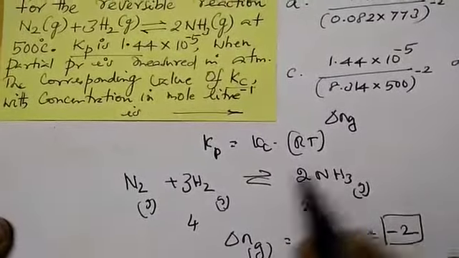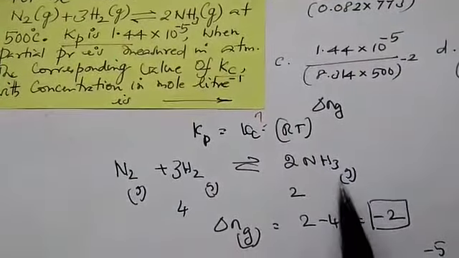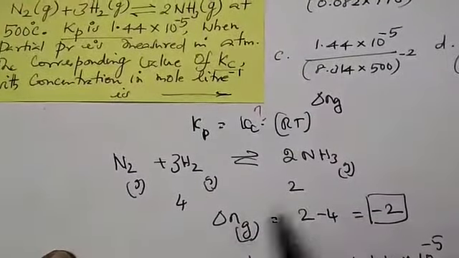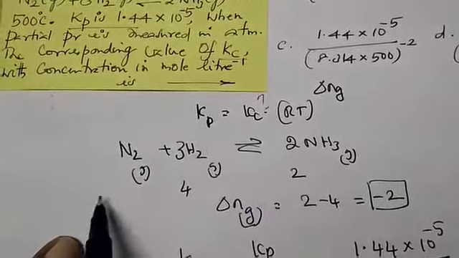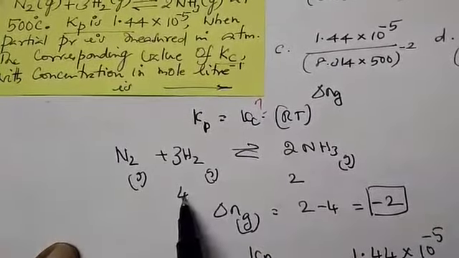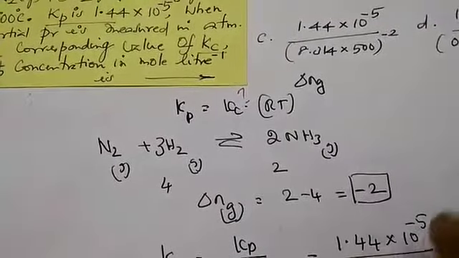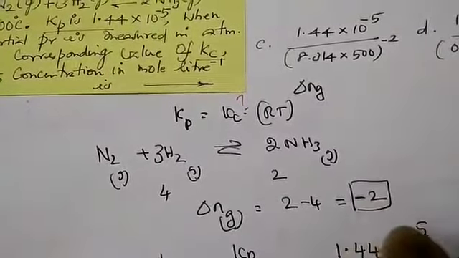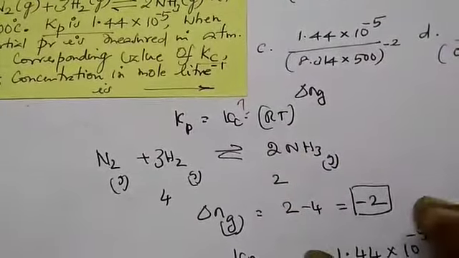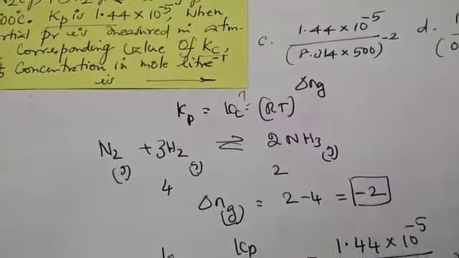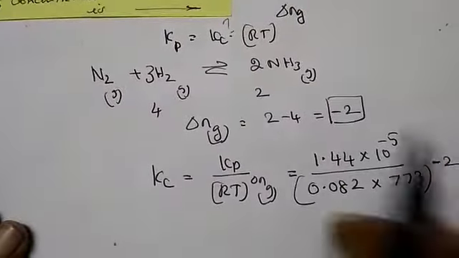Kp is given, Kc we have to find out. What is delta Ng for Haber's process? Delta Ng is equal to the total number of moles of the gaseous products minus reactants. In the product side it is 2 and in the reactant side it is 4, so the difference is minus 2. So delta Ng is equal to minus 2. This delta Ng value for the synthesis of ammonia, minus 2, should be in your mind. Such data should be at your fingertips. You should not work it out in the examination hall.